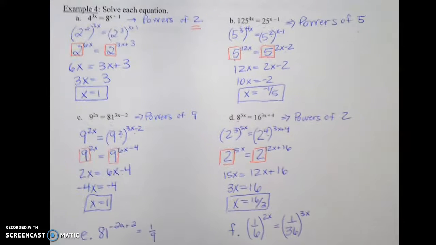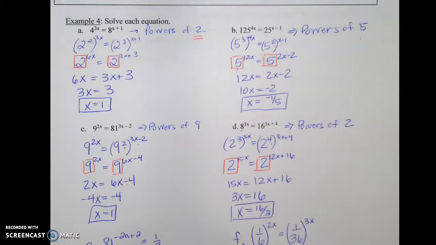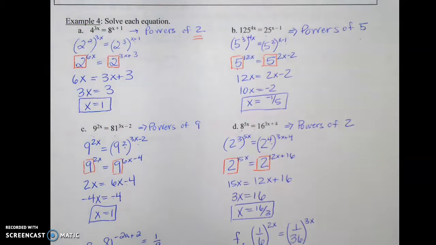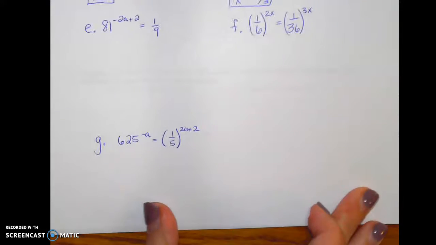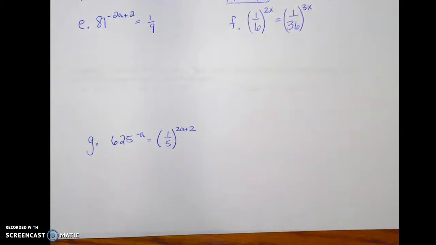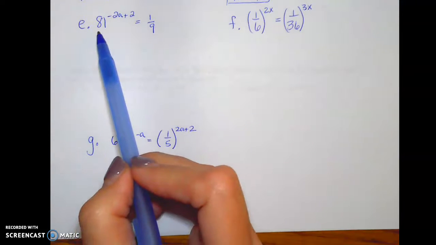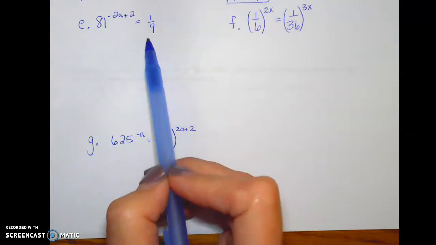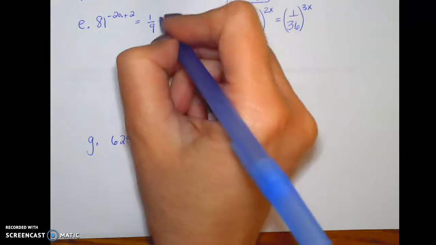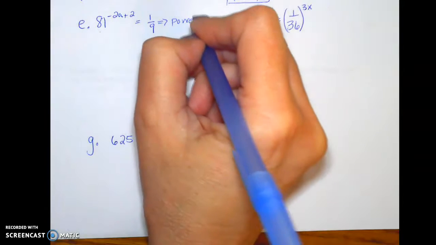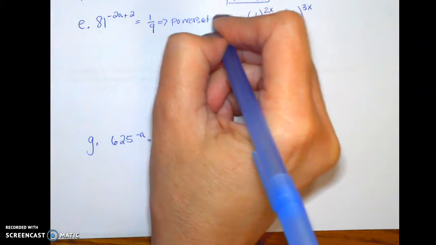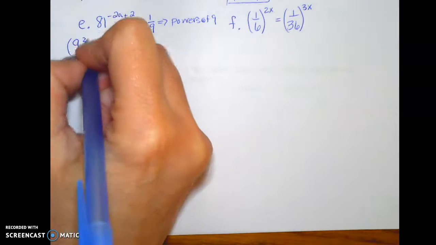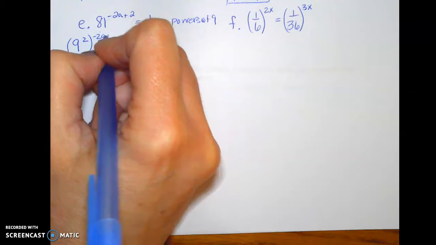Okay, so those first 4 are pretty straightforward. You don't have any fractions in any of those original problems. They're all whole numbers. So we'll move down now and do some that have a little bit of a different take on them. So for this next one, we know that 81 is a power of 9. And we also have to think about this as being a power of 9. So we're going to rewrite these as powers of 9. So we know that 81 is 9 squared. That's easy. And we have negative 2a plus 2.